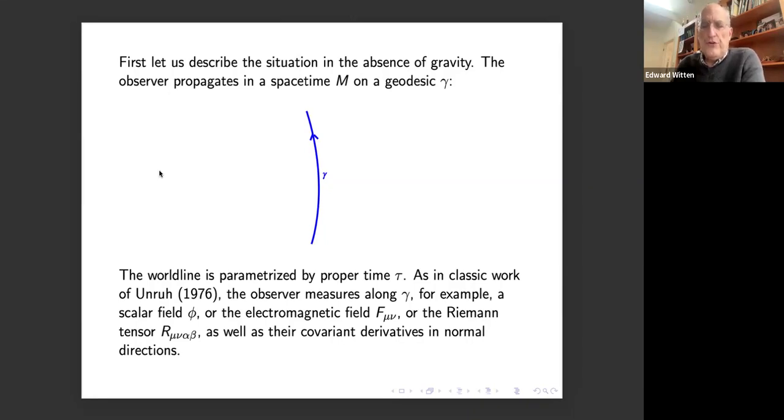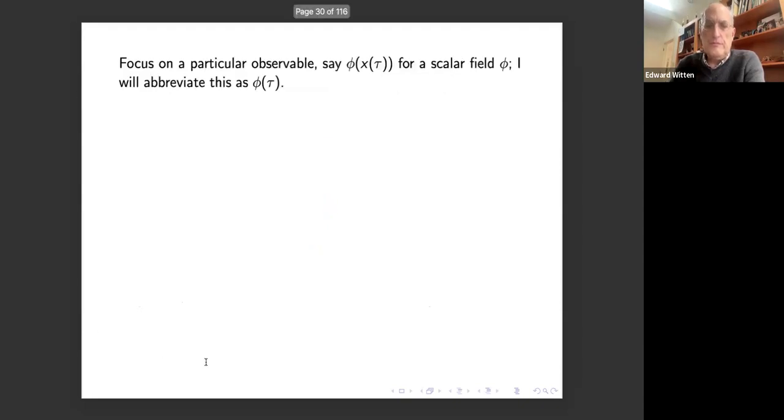For example, the observer may measure a scalar field phi, or the electromagnetic field F mu nu, or the Riemann tensor R mu nu alpha beta, as well as their covariant derivatives in normal directions. Let's focus on a particular observable, say phi of x of tau for a scalar field phi, where x of tau is the observer's position at proper time tau. I'll abbreviate this just as phi of tau.